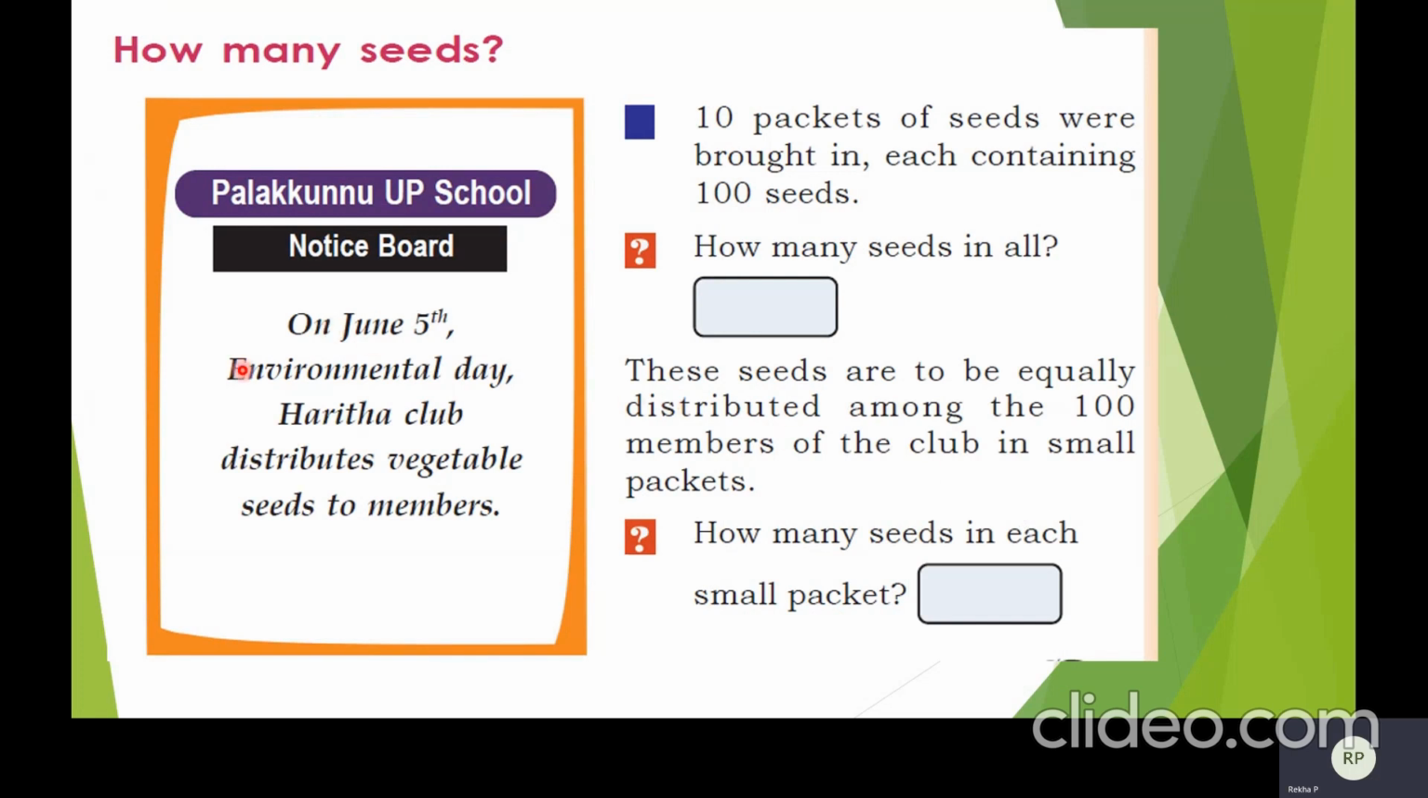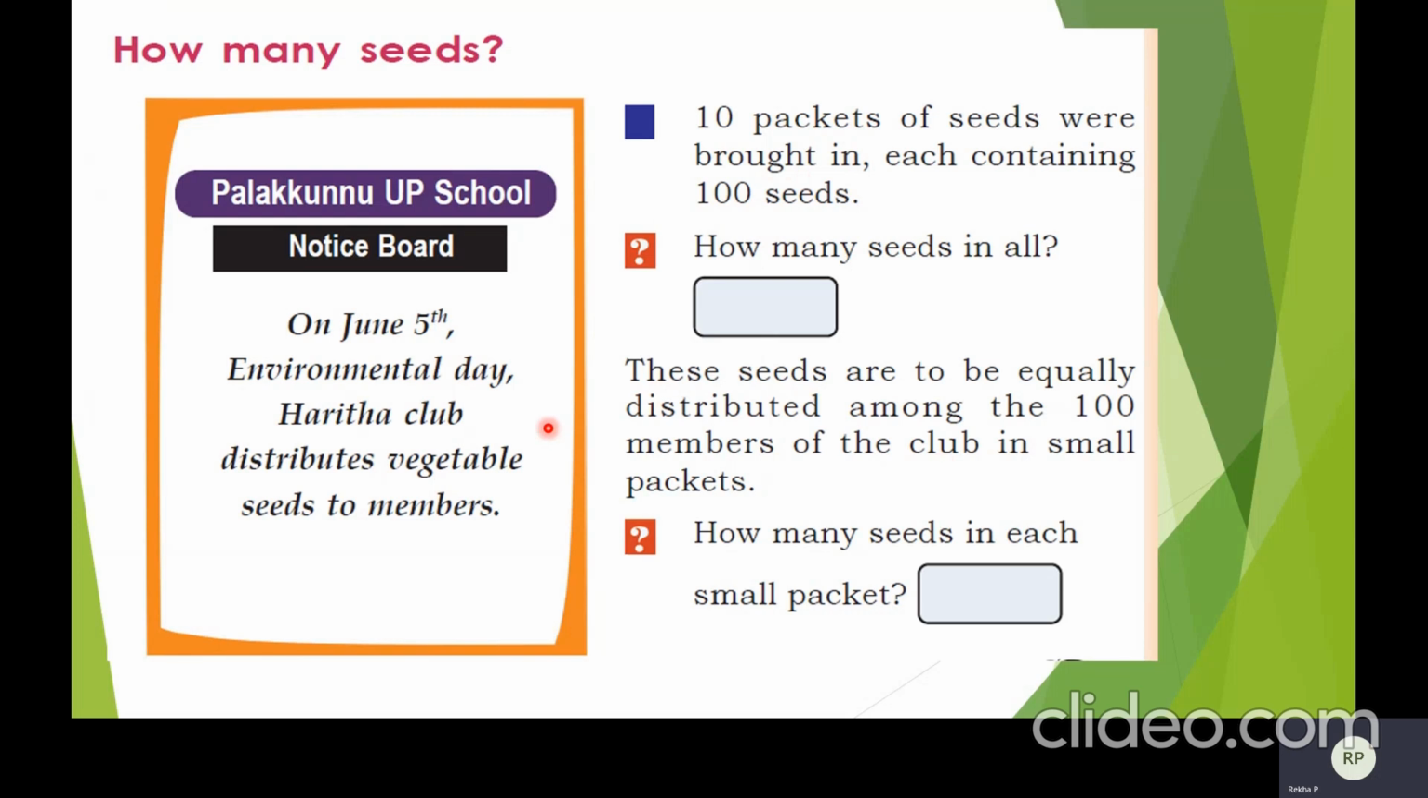So the question is, on June 5th, there is Environment Day. This club distributes vegetable seeds to the members. So now we have to help our club people. 10 packets of seeds were brought in, each containing 100 seeds. You have to find out how many total seeds there are, and then these total seeds have to be distributed among the 100 members of the club in small packets. Then you have to identify how many to fill in each small packet. So that is your question.